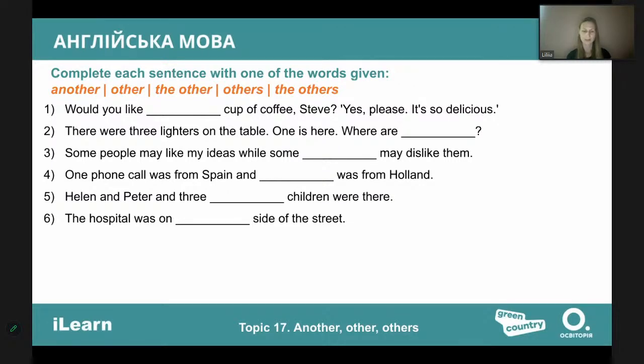So your ideas. Another, like one more, but it's a random cup of coffee, not specific. There were 3 lighters on the table. One is here. Where are? So you know the number which was there originally. 3 of them. One is here. Where are?